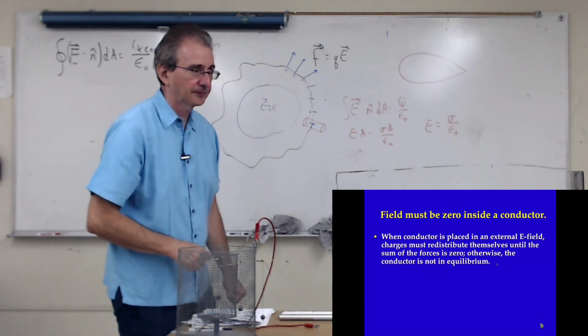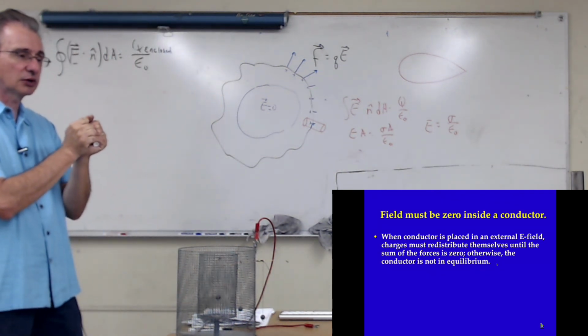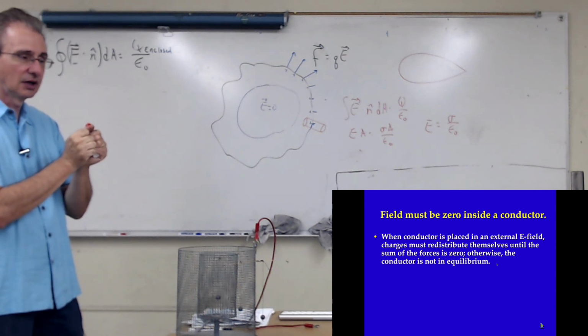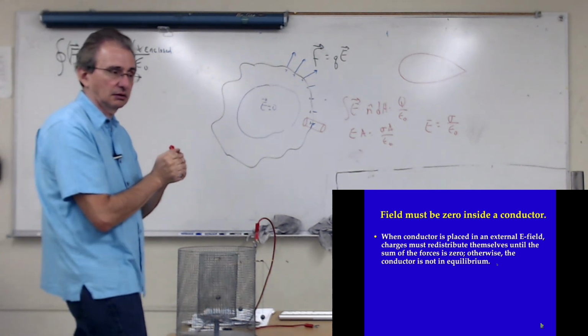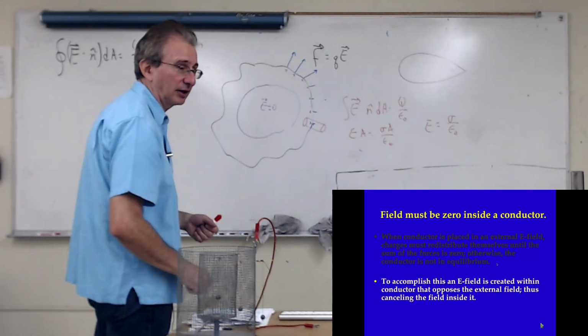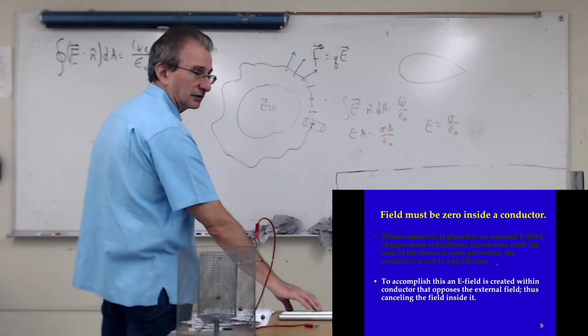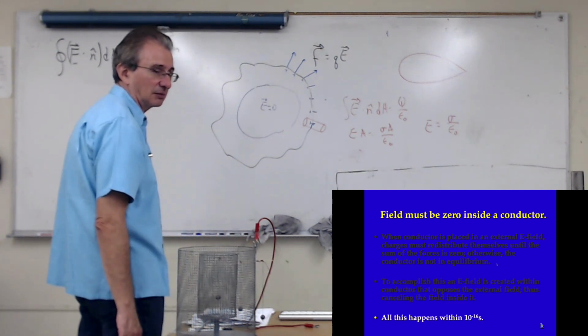If you take a conductor and you put in an external field, the charges will distribute themselves until the sum of the forces equals 0. And when it does that, it's creating an electric field inside the conductor that cancels out the external field so that the total field is 0. And it does it in around 10 to the minus 16 seconds.